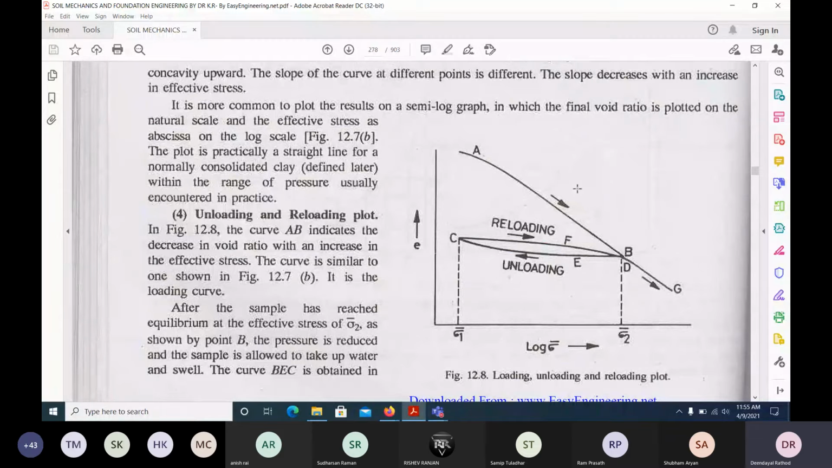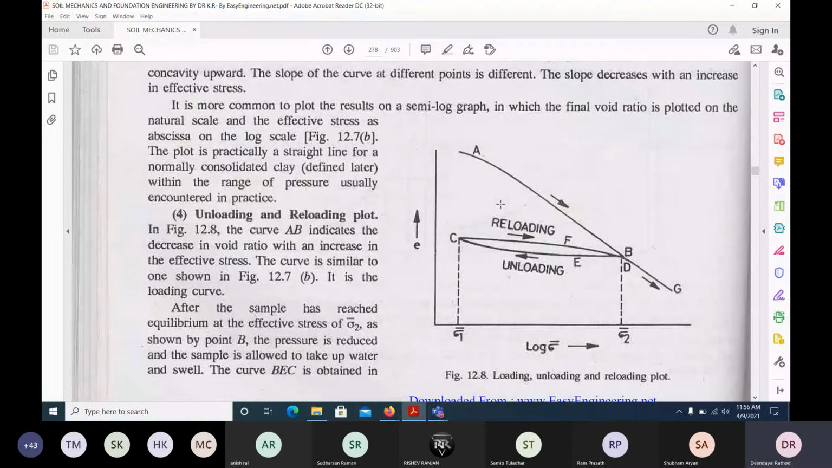After the final dial gauge reading, we follow the same pattern and remove the load, that is, unload. But when you unload, the curve may not follow the same path; it follows a different unloading path. Again, if you reload, it won't follow the same path as the initial loading. So a lot of changes are taking place in the soil. Void ratios are changing. That is what is given here, unloading and reloading. This is what the figure shows.